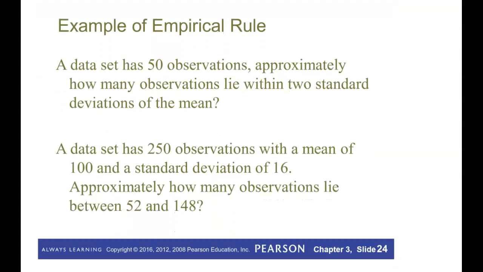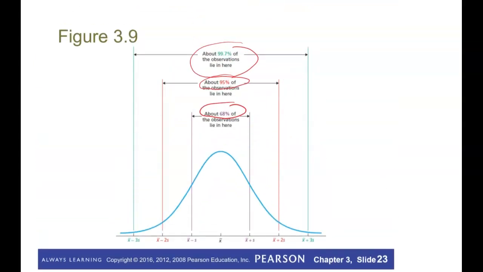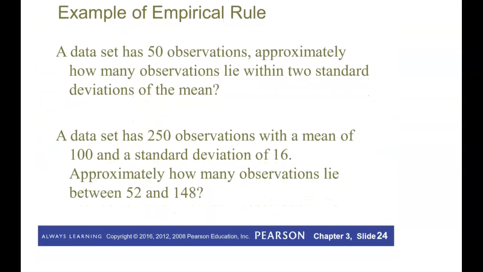For example, if a data set has 50 observations, approximately how many will fall within 2 standard deviations? Just go to your empirical rule. That's 95%. What is 95% of 50? 0.95 times 50. We should get about 48 data values within 2 standard deviations.